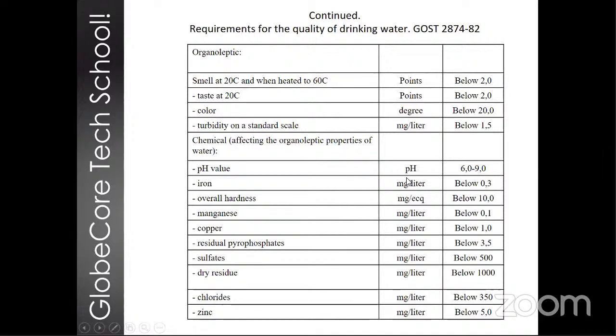Yeah, this is basically the continuation of the table. You can look at the requirements for the water. Okay, next slide now.